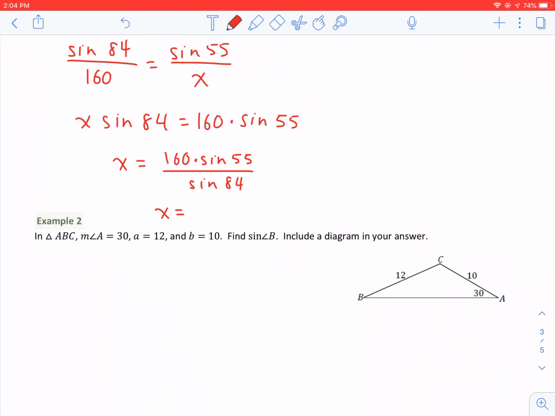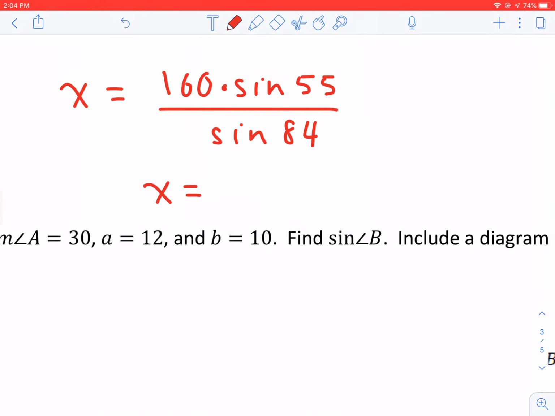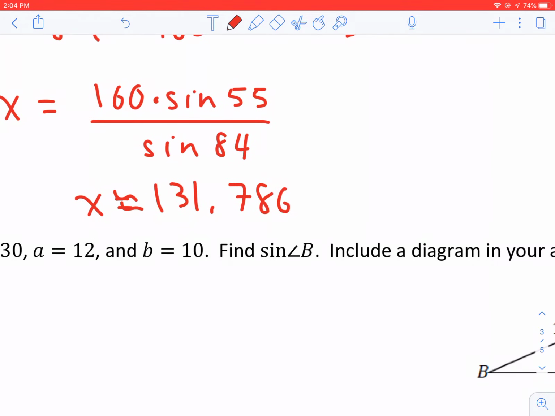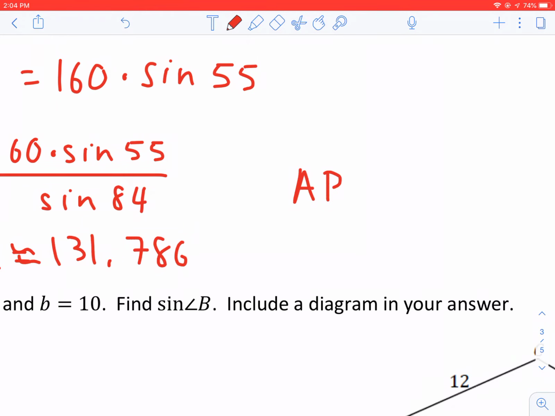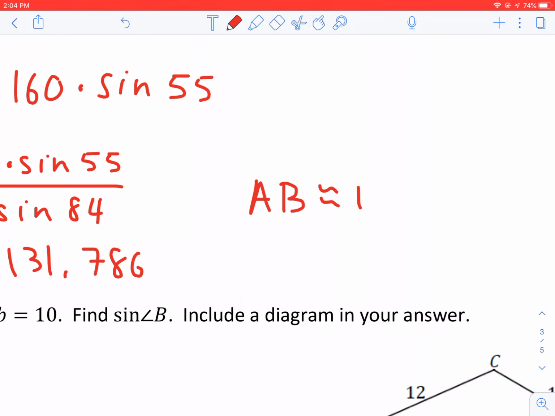I'm going to type this in. Actually, hit Control Divide first, make that fraction. 160, you hit trig, sine of 55. Again, make sure in degrees. Divided by trig, sine of 84. Hit enter. And x is approximately 131.786. Rounding to the nearest meter, the length of AB is approximately 132 meters.